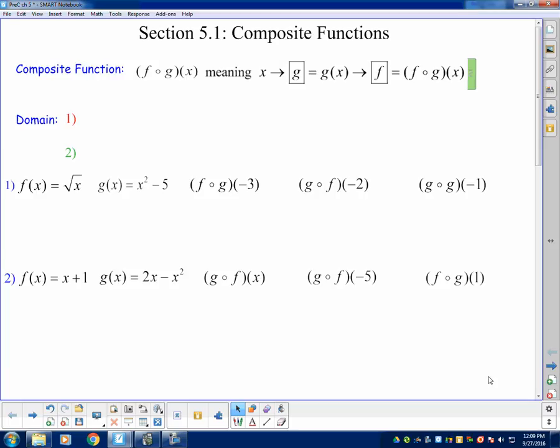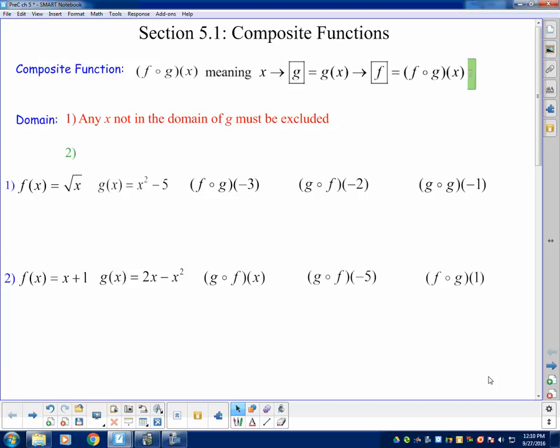Now, when it comes to domain of composite functions, a couple things must be true. One, any x not in the domain of g must be excluded. So you take that inner function, and right off the bat you have to exclude anything that would make the inner function undefined. So that's the first thing we do: we look at the inner function, and whatever would make it undefined has to be excluded in the domain.